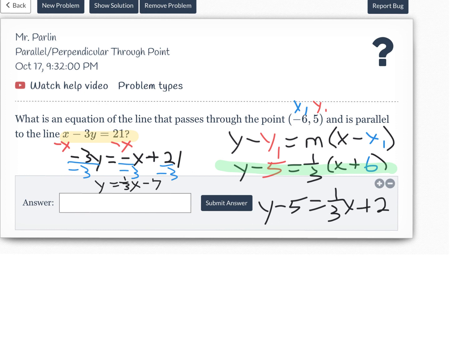Now, to finish this out, you need to get y by itself, so you have this minus 5, so you would add 5 to both sides. Add 5 to the left side, add 5 to the right side, and you would end up with an equation that is y equals 1/3 x plus 7. And that would also be an equation, which is actually the same equation, just solved for y, and it's written in y equals mx plus b form.